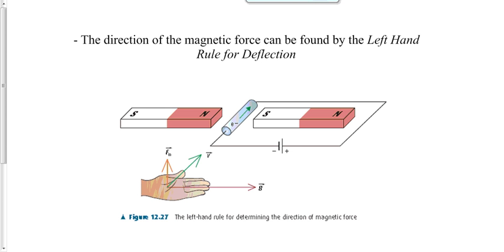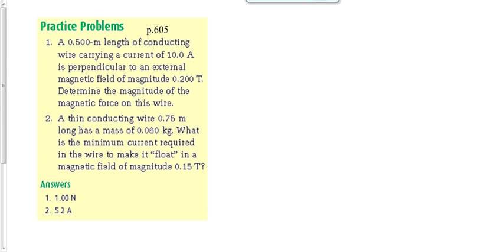All right. What about the questions that we had on page 605? Any issues there? No? All right, well, I'll tell you what. Even though you had no issues, I want to at least set up question number 2. We don't need to finish it off if you felt it was pretty good, but I want to set it up just in case some of you are afraid to raise your hand. It says a thin conducting wire 0.75 meters long has a mass of 0.06 kilograms. What's the minimum current required to make the wire float in a magnetic field?